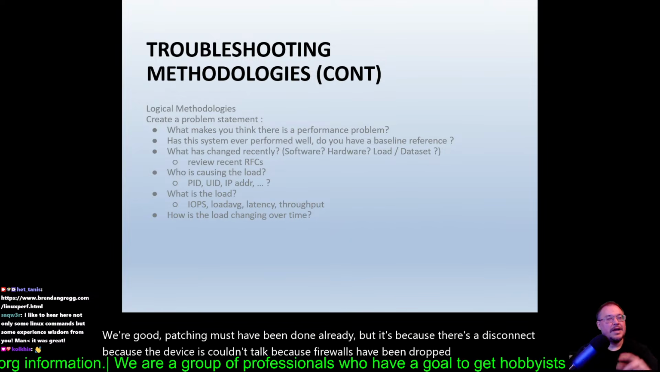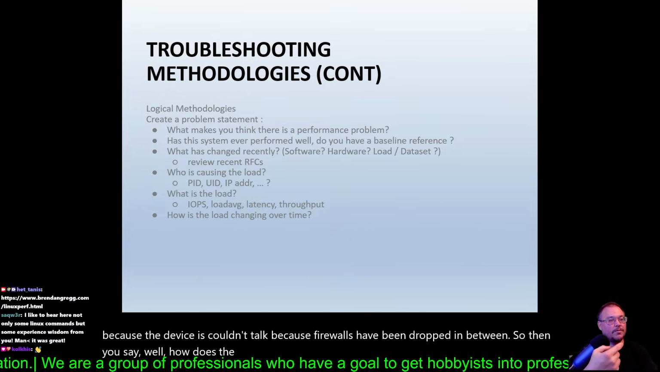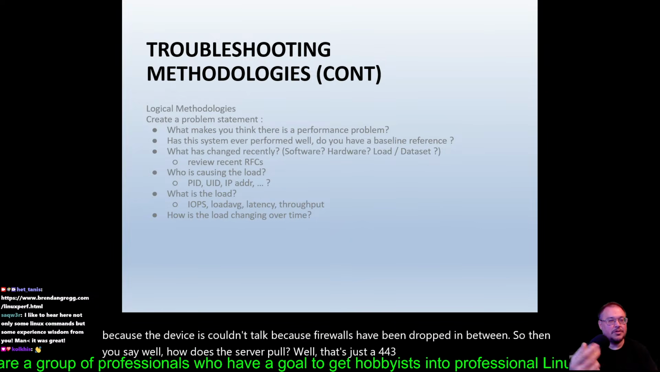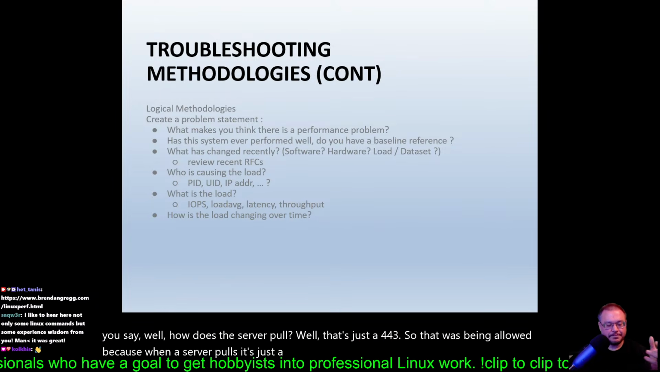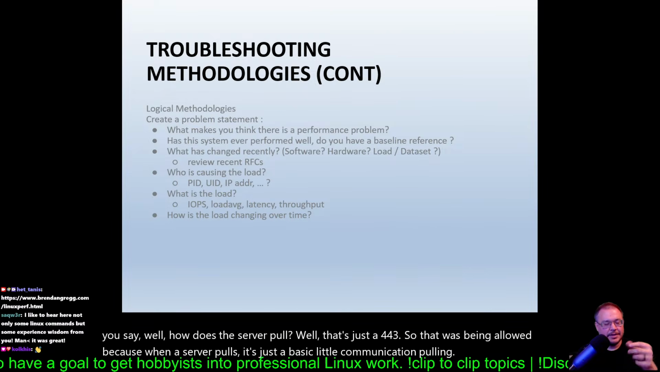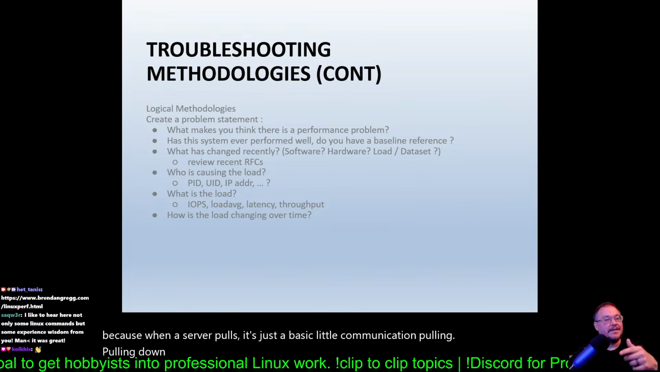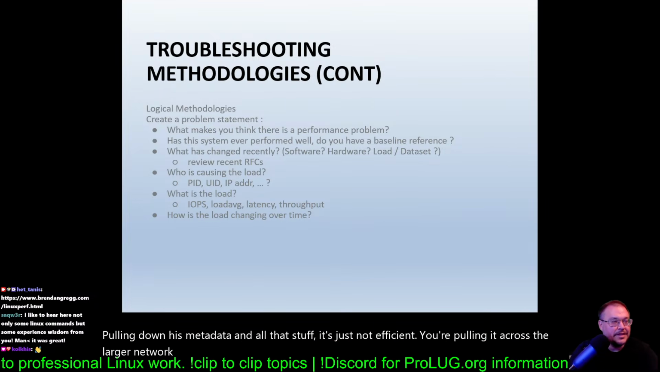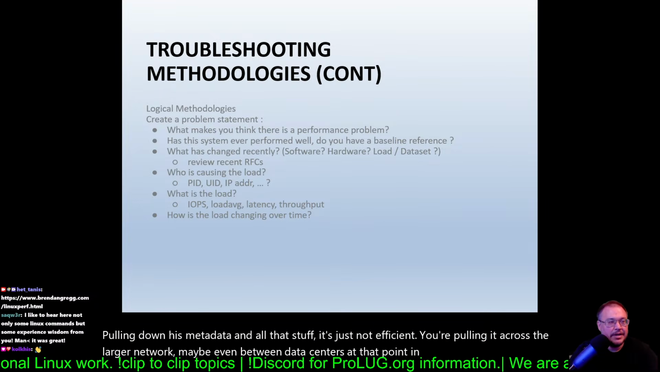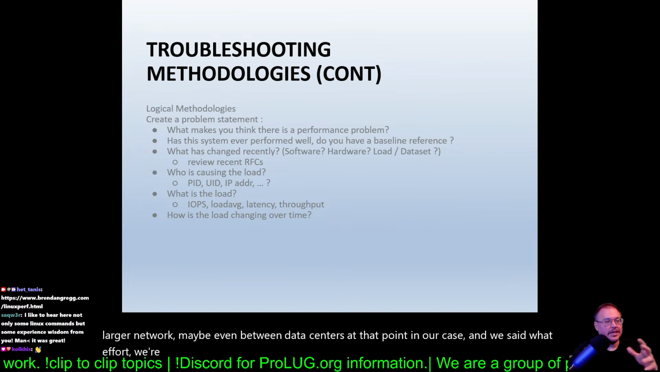So then you say, well, how does the server pull? Well, that's just a 443. So that was being allowed. Because when a server pulls, it's just basic low communication, pulling down metadata and all that stuff. It's just not efficient. You're pulling it across the larger network, maybe even between data centers at that point in our case. And we said, you know what, forget it. We're just going to, because again, these guys were being obtuse.